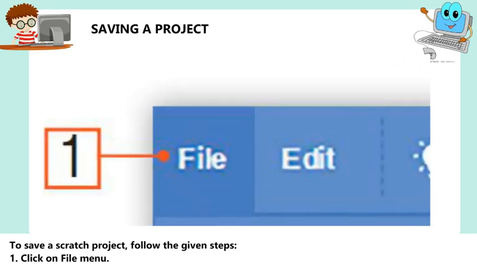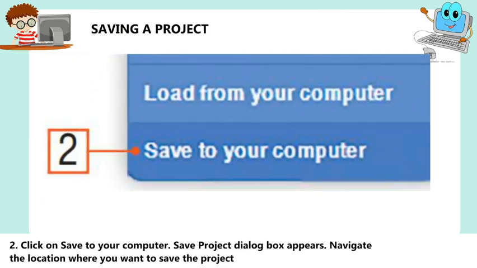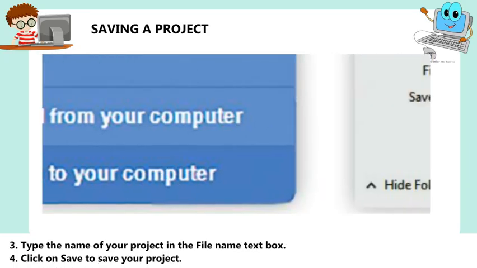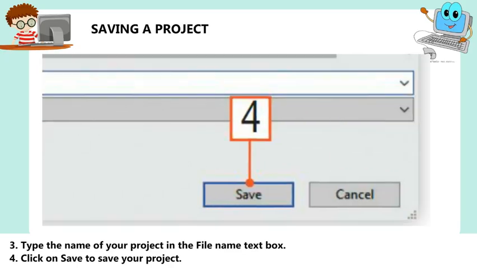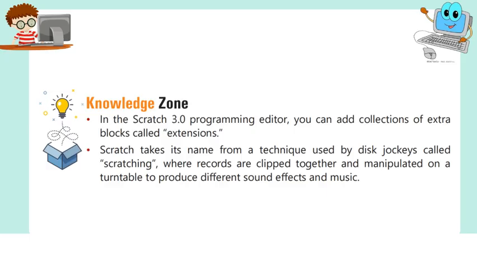1. Click on File menu. 2. Click on Save to your computer. Save Project dialog box appears. Navigate the location where you want to save the project. 3. Type the name of your project in the File Name text box. 4. Click on Save to save your project.